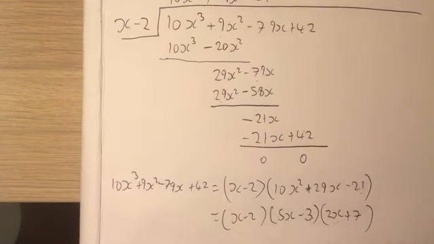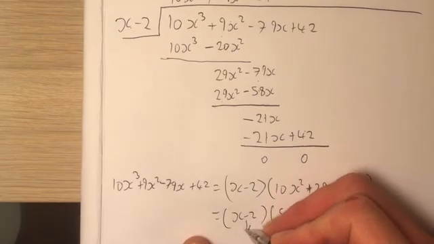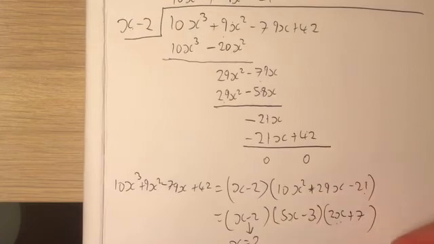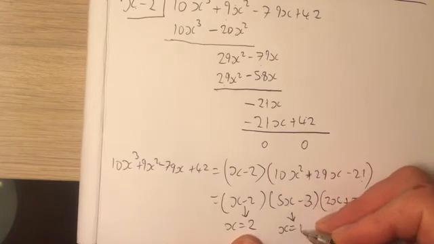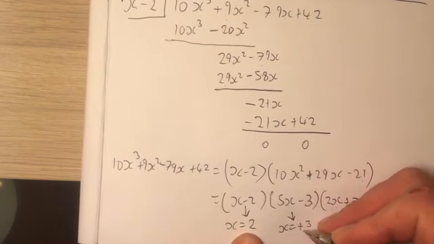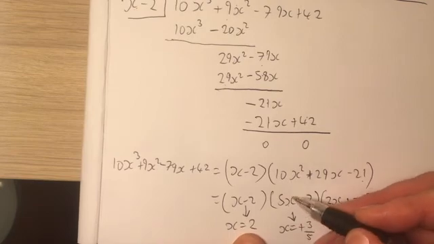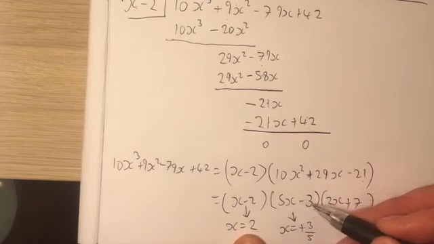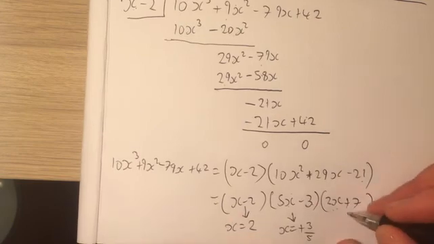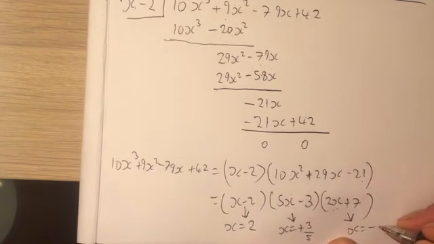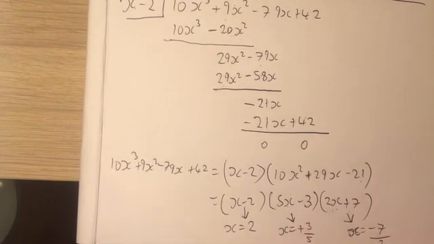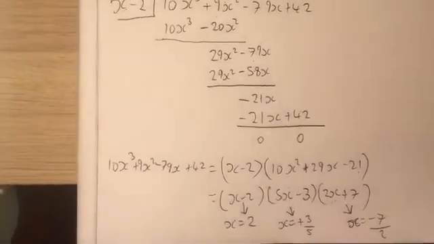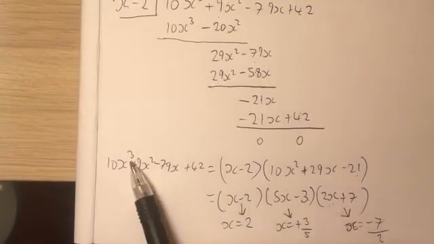So now I've fully factorized this mission that I started with, or equivalently, I've solved it, right? Because basically, that tells me x equals 2. This one here tells me what? Tells me x equals positive 3 over 5. Okay, 3 divided by 5 times 5, take away 3, gives me 0. And this one will be x equals negative 7 divided by that 2 there. Okay, so here are my 3 solutions, and here are my fully factorized version of this equation.